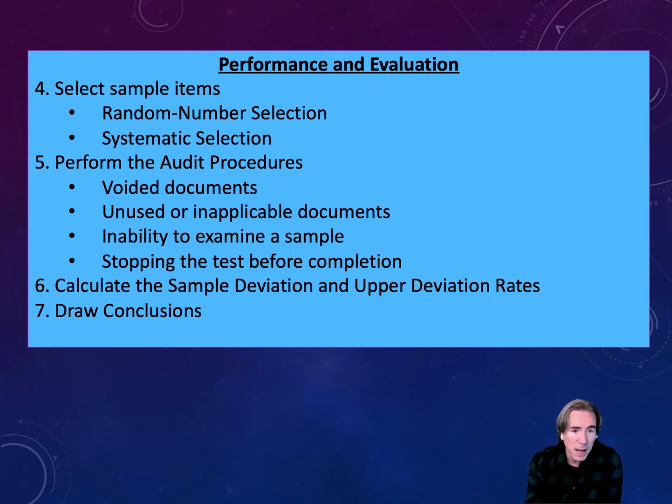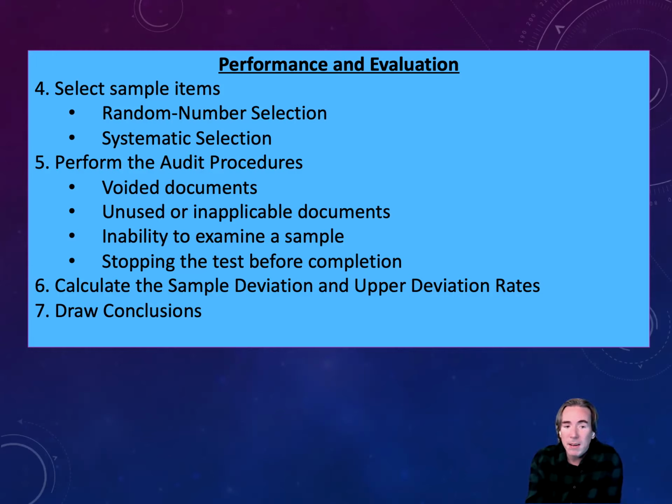So we need to make sure we don't select voided items. We want to look at unused or inapplicable documents. If the client won't provide a document, so it exists, but they won't provide it, that's a problem. Why would we stop the test before we're completing? If we've said we can only tolerate 6 errors and we find 7, we don't need to continue testing.